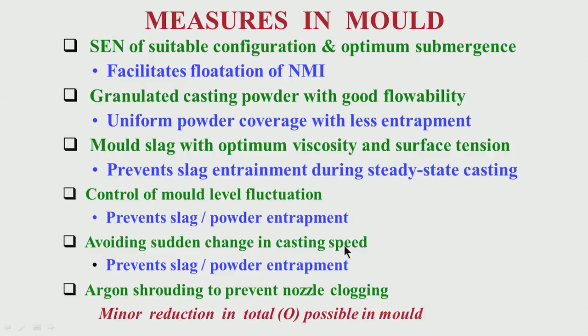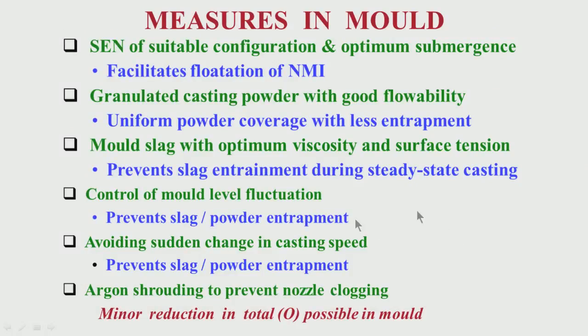Then, where does fluctuation come from? Too much sudden change in casting speed. Suppose you are casting at a speed of say 0.8 meter per minute. Now, suddenly if the speed increases to say 1.1 meter per minute, or suddenly it decreases, there is a problem. Too much fluctuation will take place. That is called unsteady state of casting, which is not desirable. Steady state means you are casting at a particular speed without much fluctuation. So, such non-steady state is not desirable. Too much change in casting speed is not desirable.